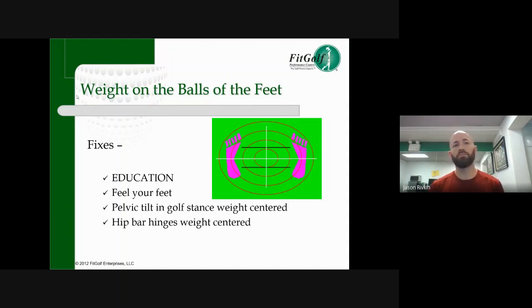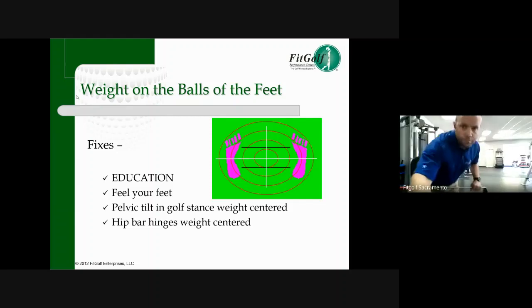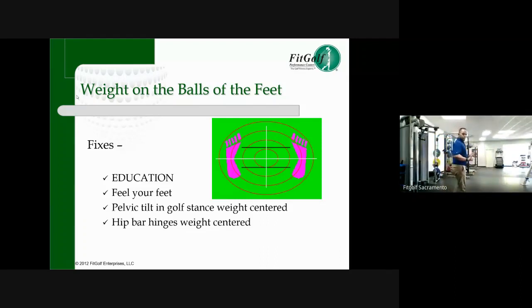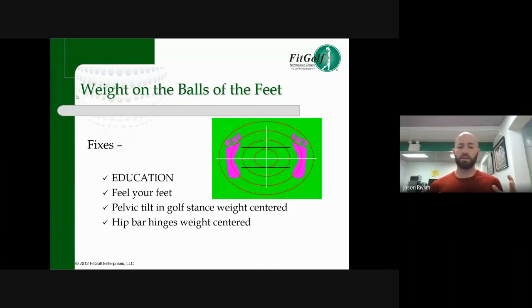Greg, do you want to show them pelvic tilts in golf setup, or rather, let's show them hip hinges with an emphasis on having the weight centered. Okay. So you're thinking just like a hip hinge? Yeah. So this is a great way to educate your student on how to set up with proper posture while maintaining even weight distribution on the midfoot.